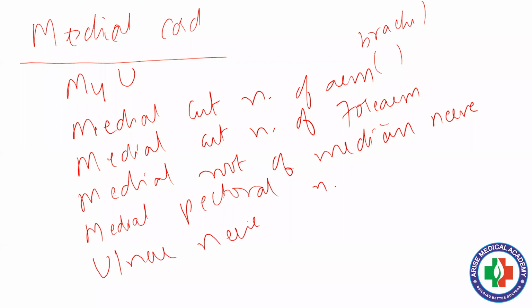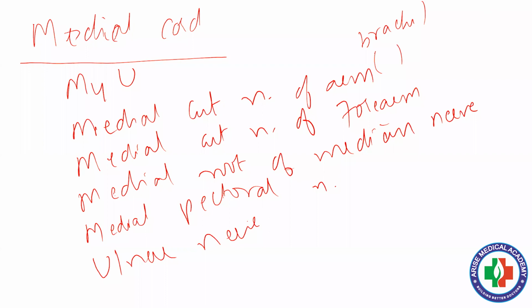So M for U: four M's and a U are branches of the medial cord of brachial plexus. What are they? Medial cutaneous nerve of arm, medial cutaneous nerve of forearm, medial root of median nerve, medial pectoral nerve, and ulnar nerve. Let me show you the images and again I'll come back to you. We'll write all of this in detail thoroughly, right from roots till all. Just trying to get you familiar to the image only, guys.